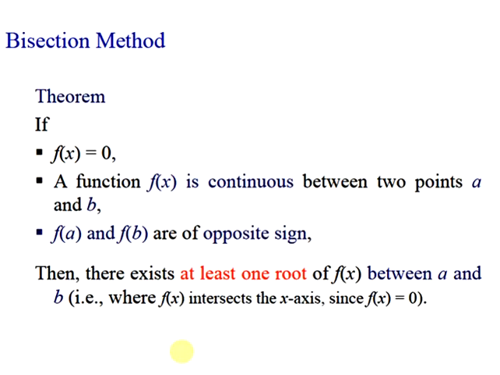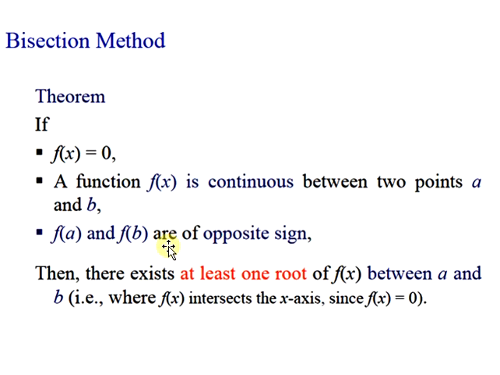The bisection method. This method is based on the fact that if a function f(x) is continuous between two values a and b, and if f(a) and f(b) have opposite signs, that is the plus and minus sign, then there exists at least one root between a and b. This is the basic principle behind this method.